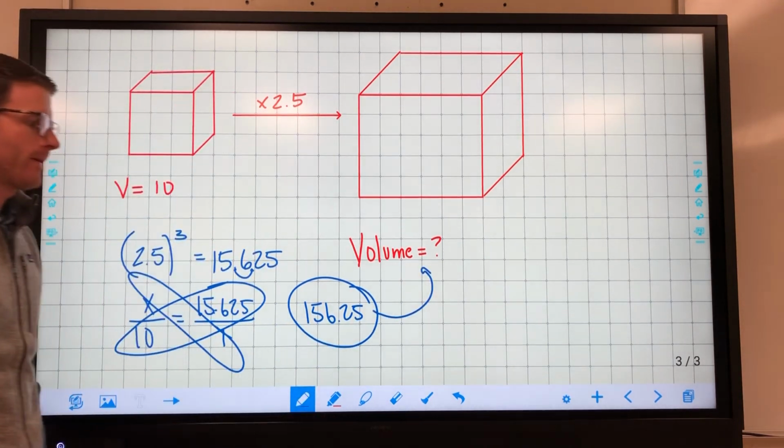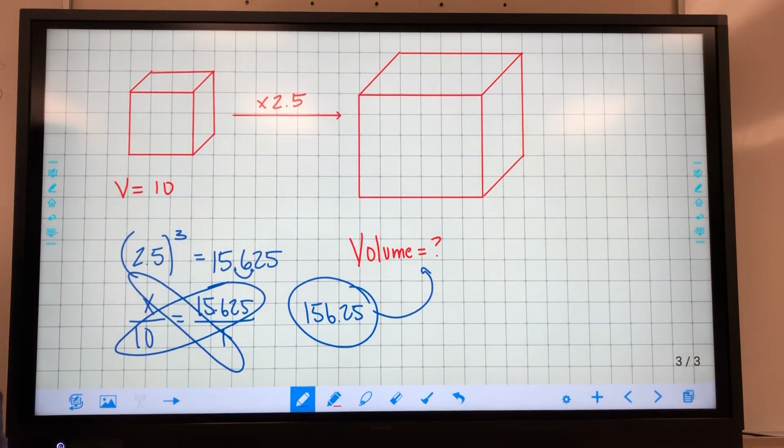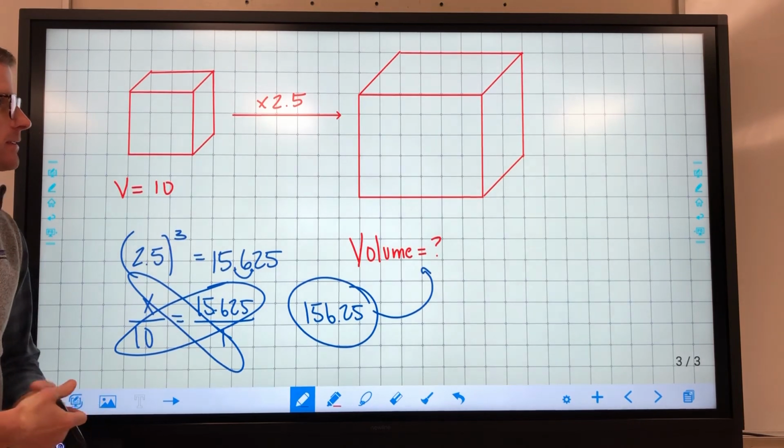And so that is my volume. That's it, folks. Again, this should be mostly a review for you, and I don't think any of you guys will have any trouble with this lesson. All right.